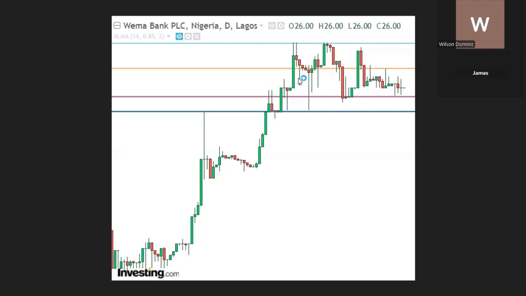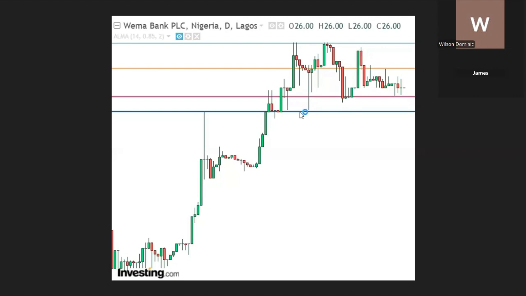Okay, so when price goes close to the resistance level, now this blue line, are you seeing this blue line? The last line that I drew there. Are you hearing me, James? Yeah, I can see it.